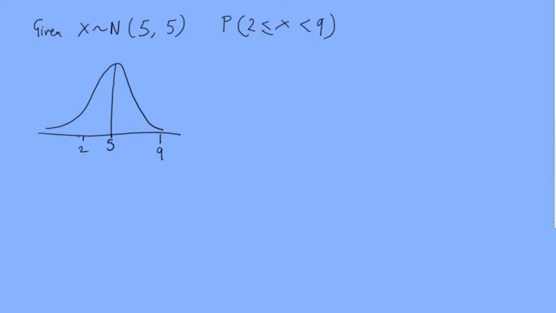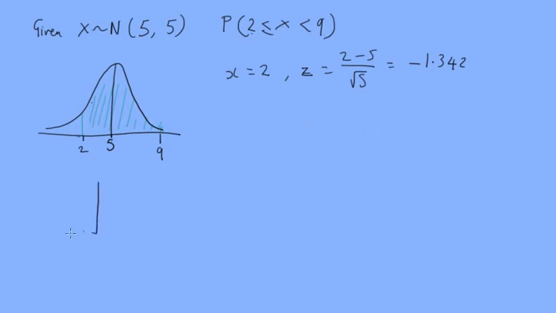I'm just going to do this in a different colour. So this probability. So we need to code for each of these variables. So for x equal to 2, z is going to be 2 minus 5 over the root of 5, which is minus 1.342, which we would expect because it's on the left hand side of the mean.